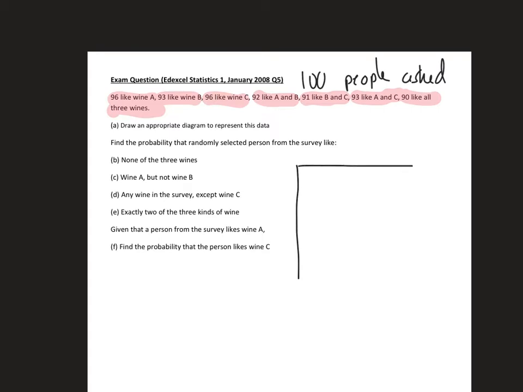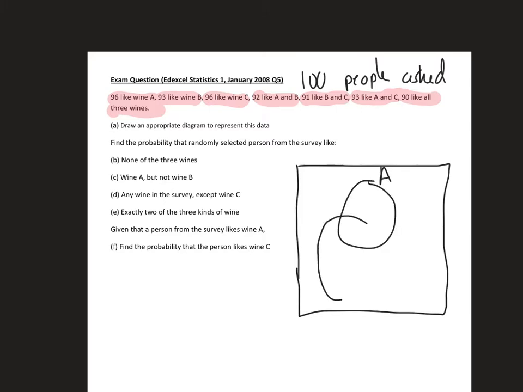The best kind of diagram to draw when we've got lots of different options is a Venn diagram. So I'm going to have wine A, wine B, and wine C, overlapping. So I've got lots of different sections. As always, I'm going to try and fill in the middle, which tells me who likes all 3 wines, and it says 90. So I'm going to put 90 in the middle. Now in this bit here, I'm putting my red dot now.